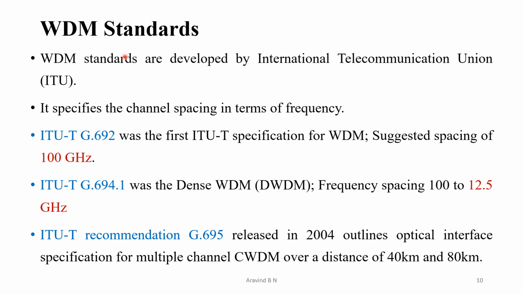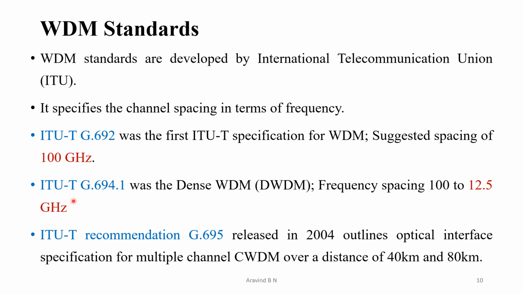Now let us see the WDM standards. These WDM standards were developed by the International Telecommunication Union, in short ITU. It specifies the channel spacing in terms of frequency. Let us go through a few of the standards. First was ITU-T G.692, the first ITU-T specification for WDM. It suggested a spacing of 100 GHz.